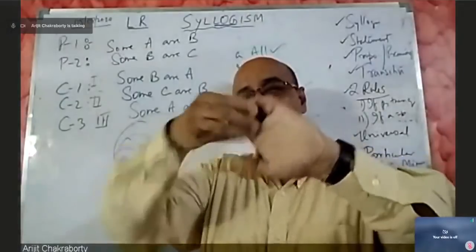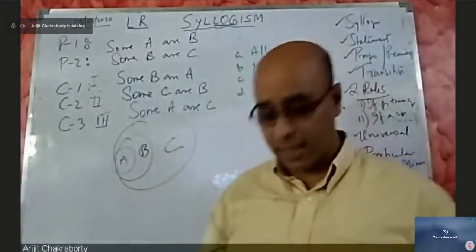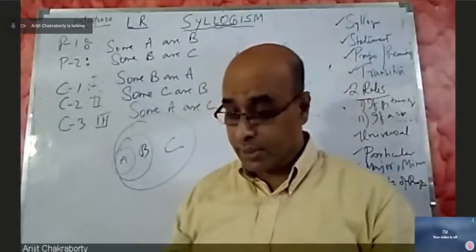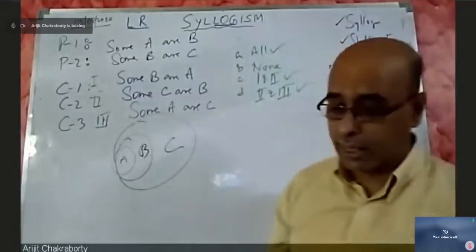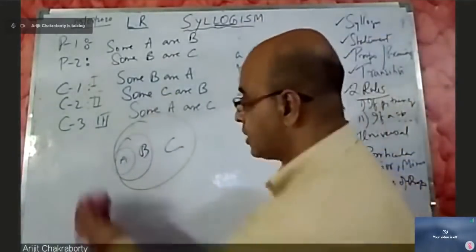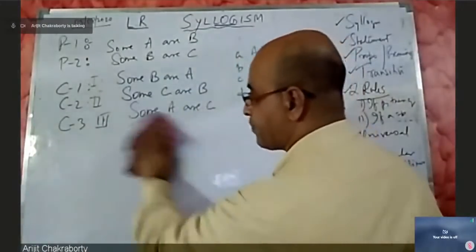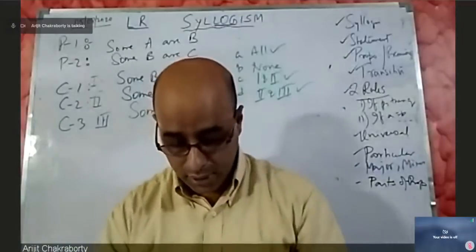And if I open B, I will get A. A, B, C. This was the last example. But now in this example, some A are B, some B are C. And so the conclusion is this. So let us draw the Venn diagram. I hope you are following. It's clear so far? Okay.